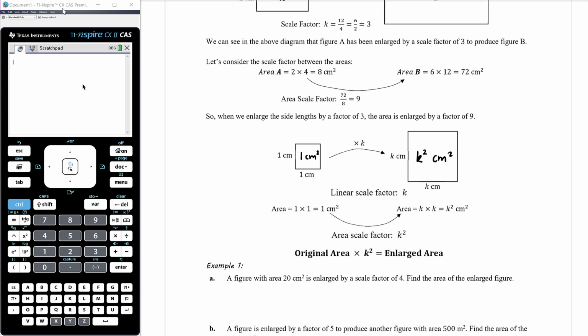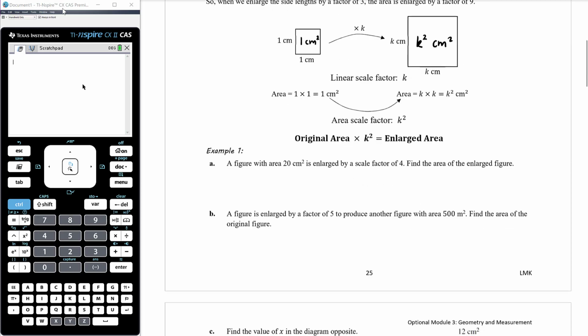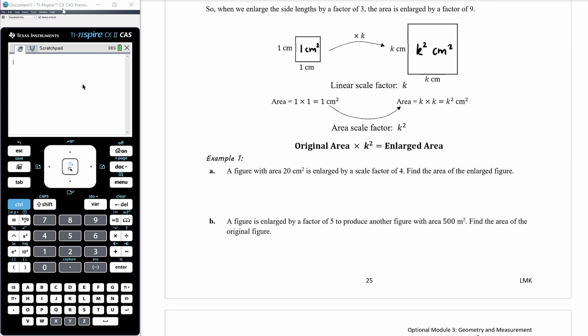If the linear scale factor is k, then the area scale factor is k squared. Okay, so let's have a look at a couple of simple examples. A figure with area 20 centimetres squared is enlarged by a scale factor of k. So that is referring to the linear scale factor. The enlargement factor or the scale factor is just what you do to the side lengths.